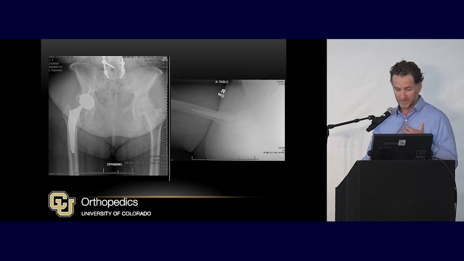I think approach matters. I can't back that up scientifically, the guys in New York won't give us that answer, right? No, but that's a great point. I think the approach matters because the position of the cup, how much version and inclination you put in, if you do a posterior approach, is different in this patient than if you do an anterior approach. If you put too much version with an anterior approach, this patient may actually have instability anteriorly. So it definitely changes depending on the approach.